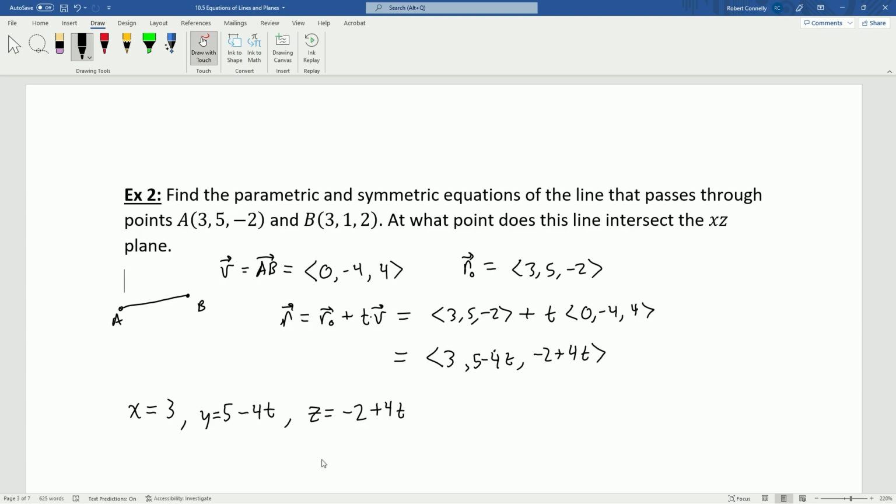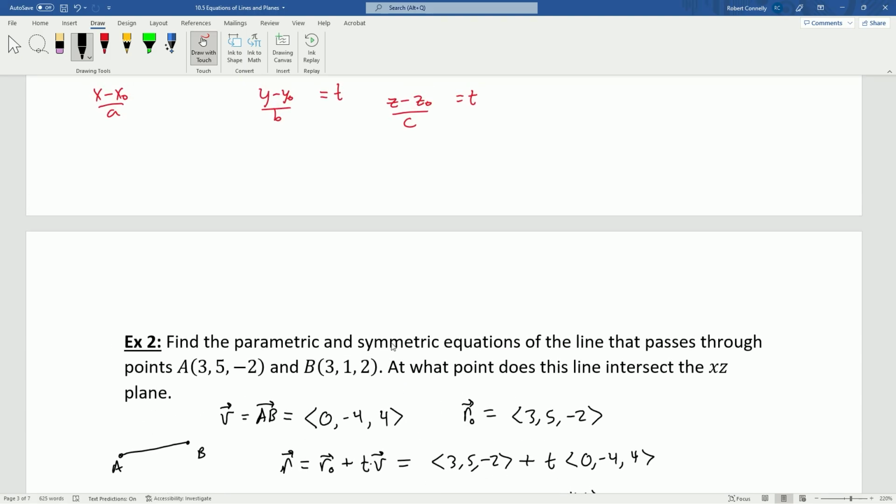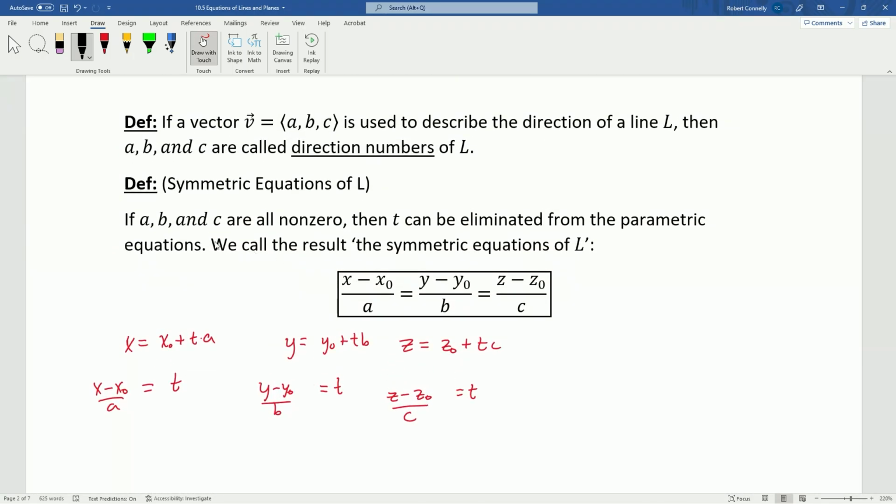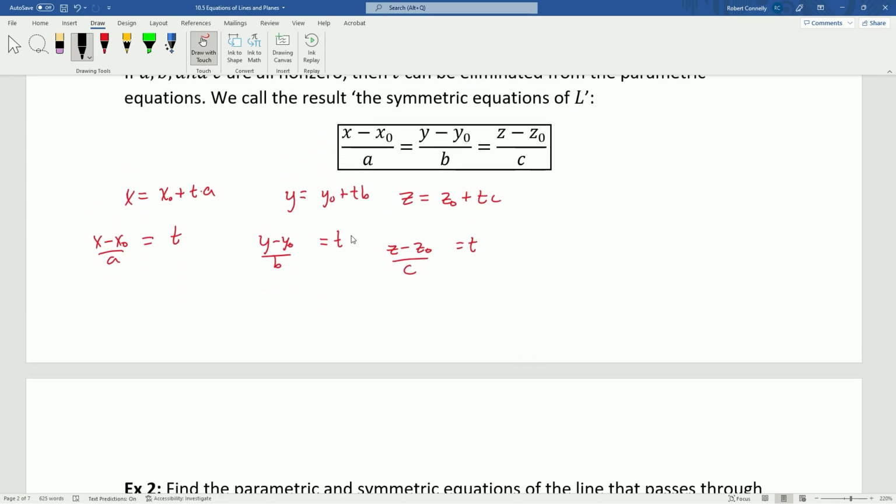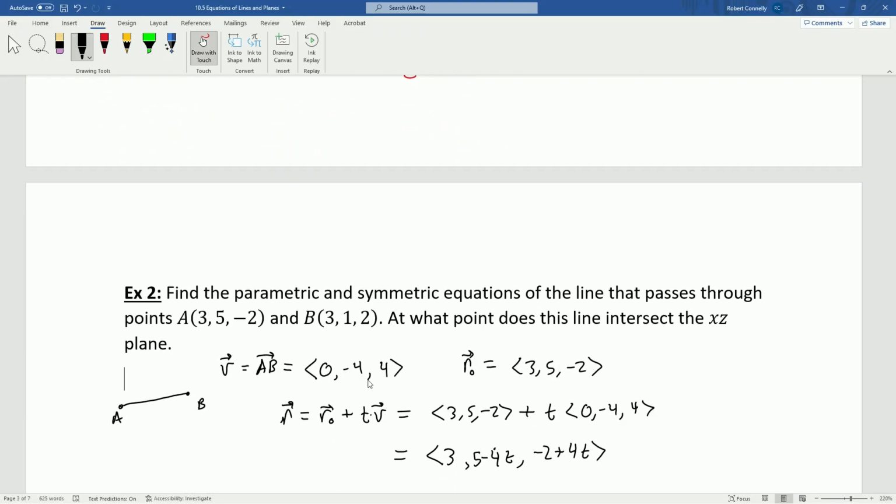Okay, now we've got our parametric equations. So we'd like to find symmetric equations, but actually there's a little bit of an issue here. If you notice, the requirement for having these symmetric equations is that A, B, and C are all non-zero. So that's not really the case here. A is 0, so that's kind of no good.